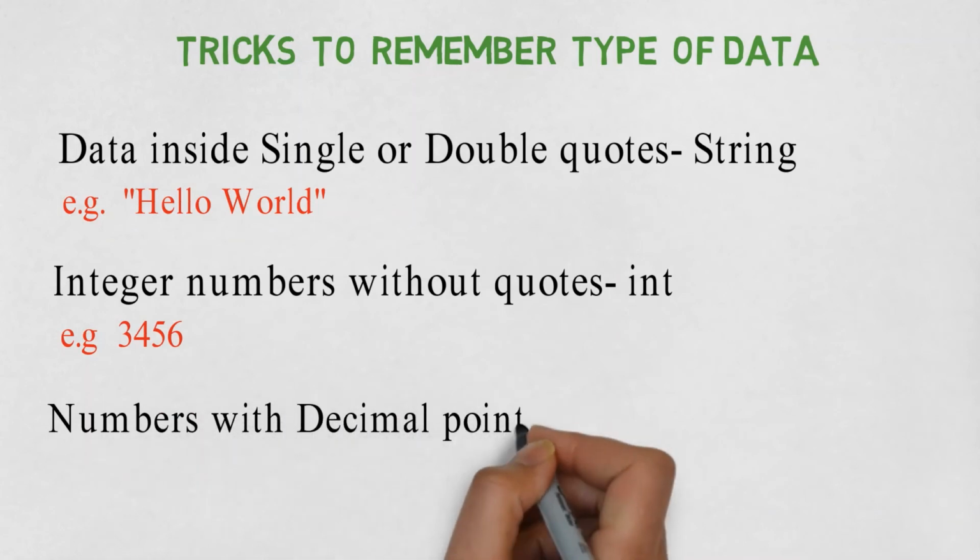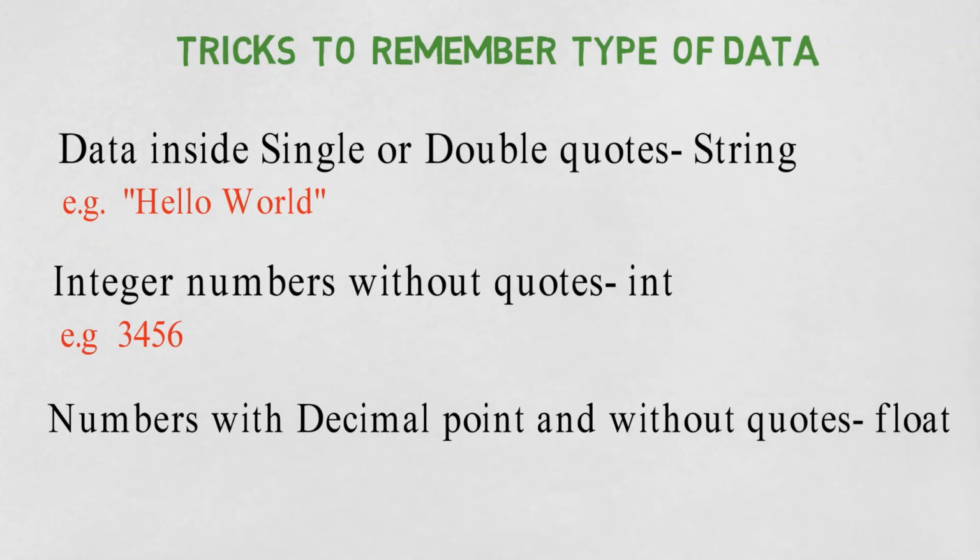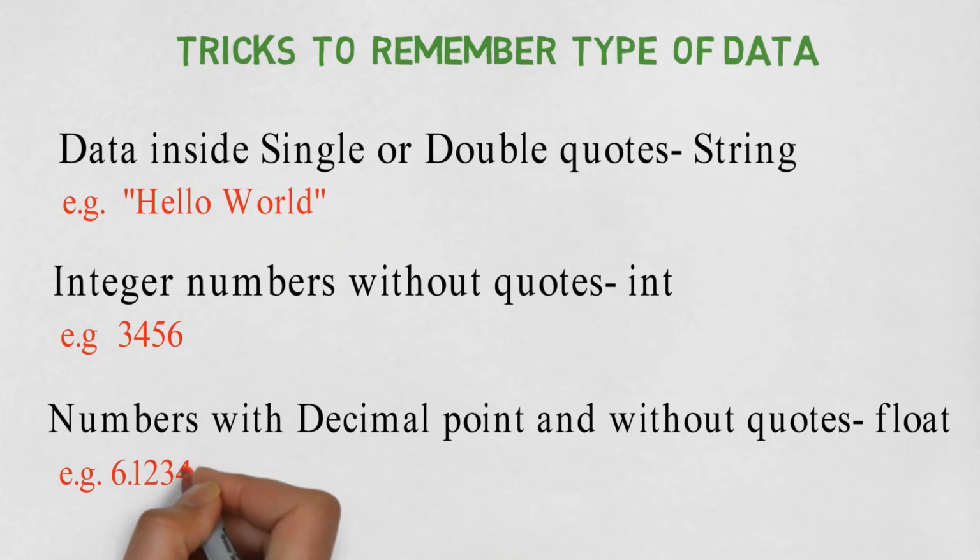Suppose a number is there with a decimal point and there are no quotes around it. That kind of data, a number with a decimal point and no quotes around it, can be represented by a float data type. For example, take the number 6.1234. It is a float number because it is having a decimal point in it, so this can be represented by a float data type.